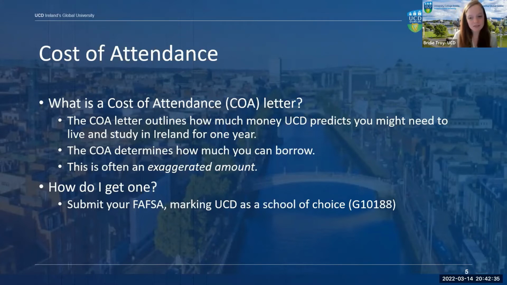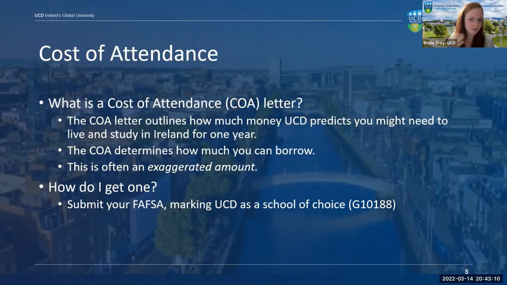Now, you will receive a COA after you submit your FAFSA if you use UCD's school code. Now, I included that in the PowerPoint, and I will be sending on these slides next week, so you will receive it then. But the federal aid team here at UCD creates a personalized cost of attendance based on your tuition, your scholarship amounts, and your personal student aid report. So this is a completely individualized letter that will help you understand how much you can borrow. You will receive this starting in April if you've already submitted your FAFSA.